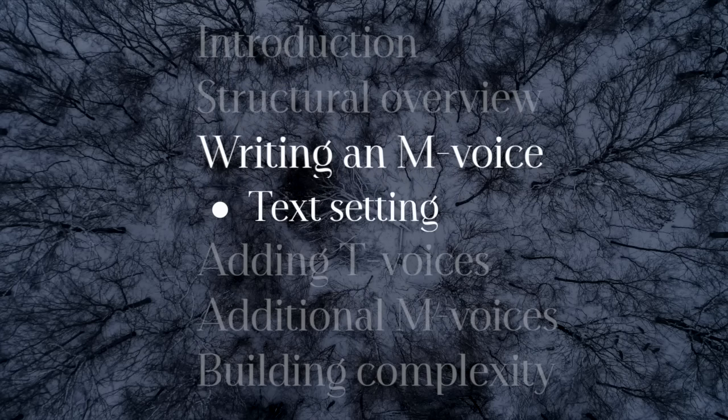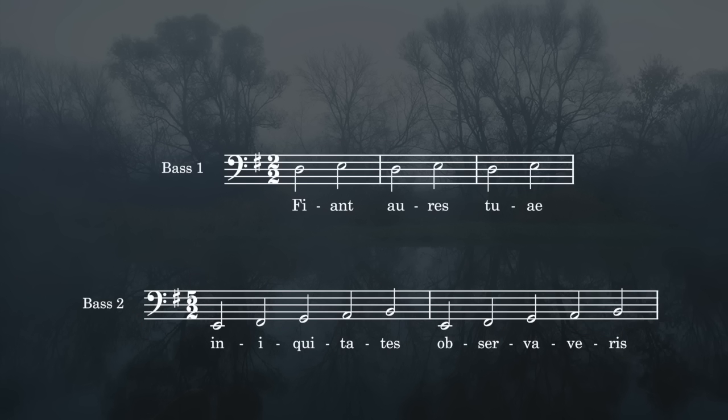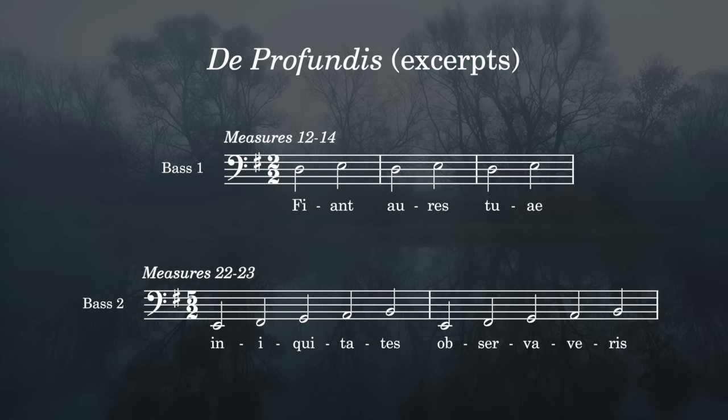Working with a text offers yet another possibility for structuring an M voice. Each syllable of a word can determine a segment's length. You don't have to do this, but this is precisely what occurs in Arvo Pärt's De Profundis. In that piece, each syllable gets one note, so each word defines the length of a segment.